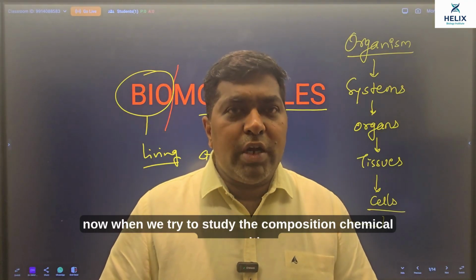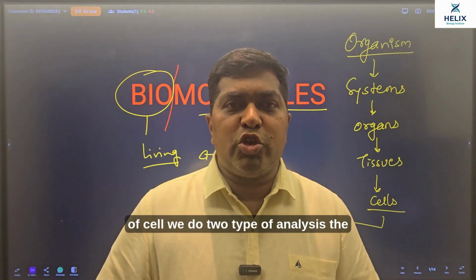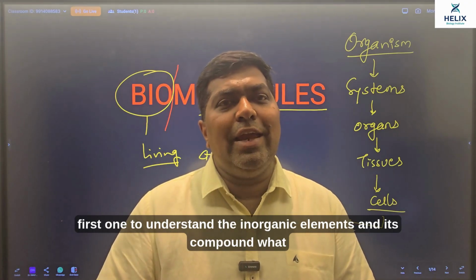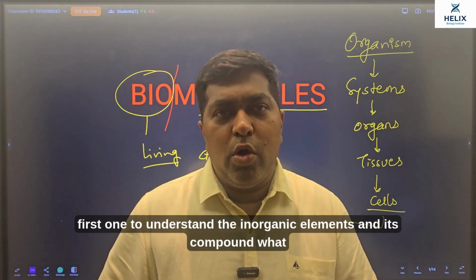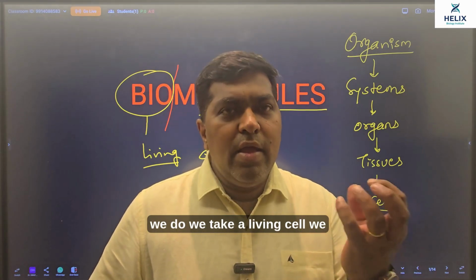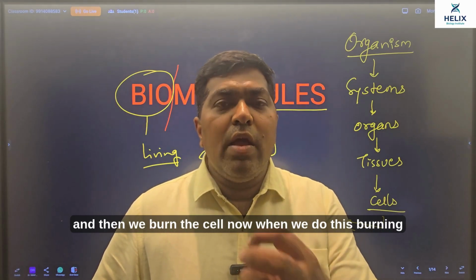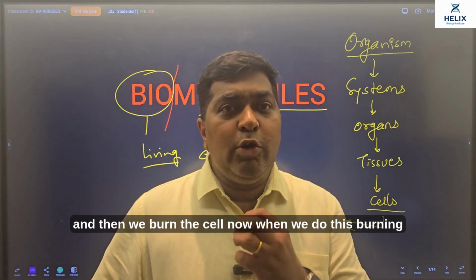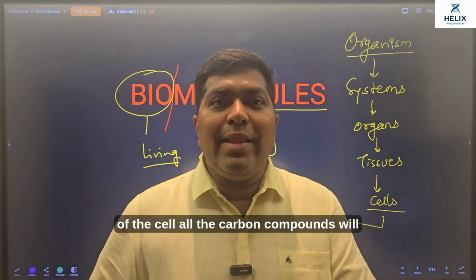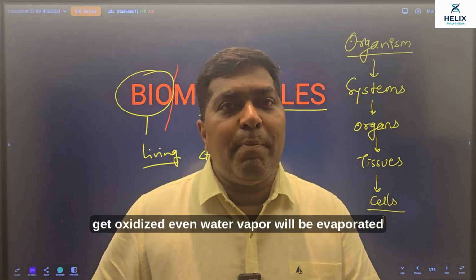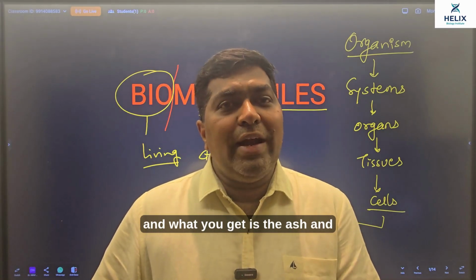Now when we try to study the chemical composition of a cell, we do two types of analysis. The first one, to understand the inorganic elements and their compounds: we take a living cell, take its weight, dry it out so all the water vapor evaporates, and then burn the cell. When we burn the cell, all the carbon compounds get oxidized, even water vapor is evaporated, and what you get is the ash.